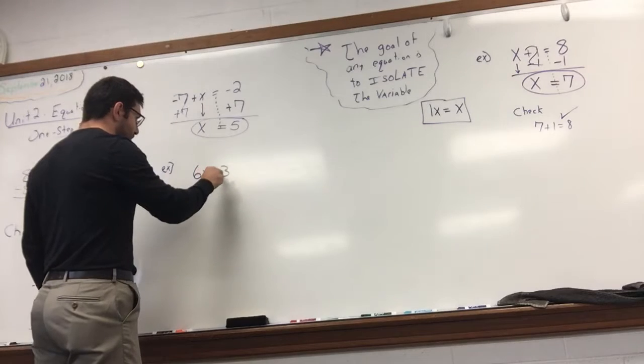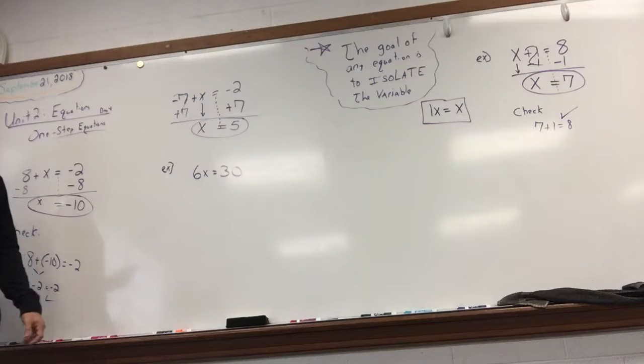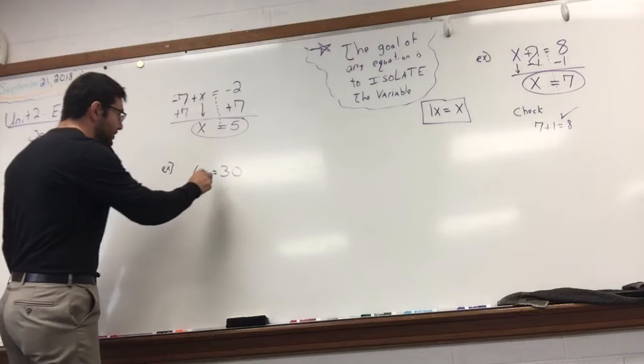6x equals 30. Step, step, step. Always, always, always. I want to see you start exactly the same. Abby, what do I need to do first? Where at? Through the equal sign.